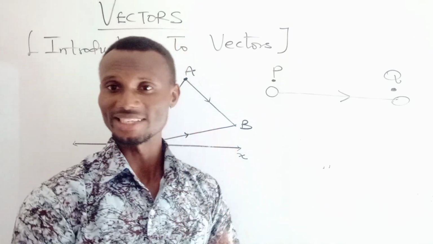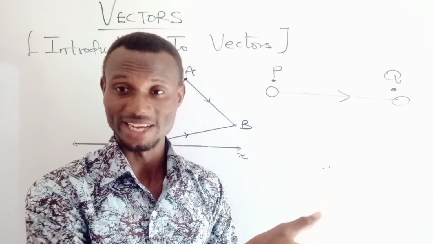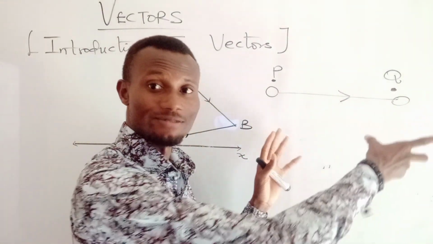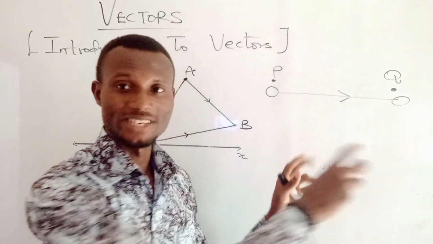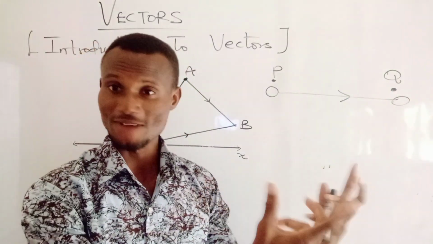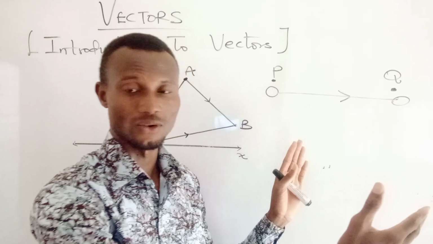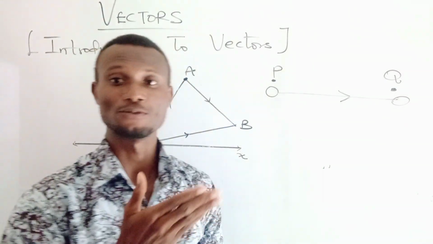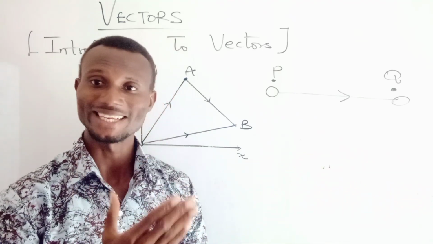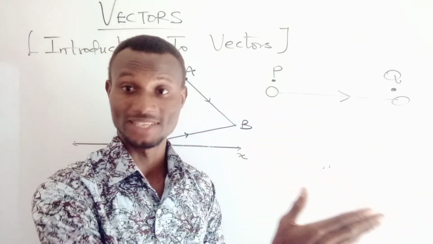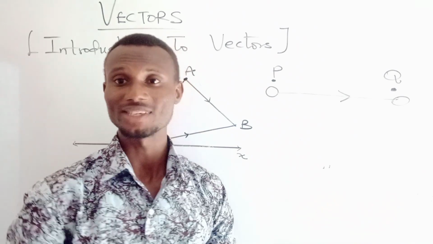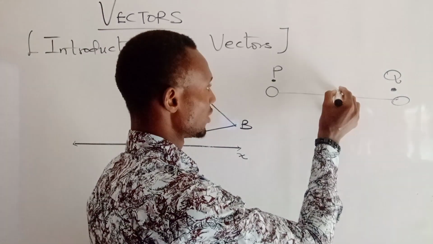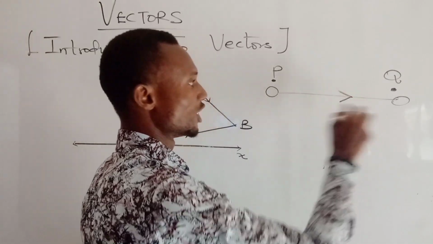So two things are involved when we speak of displacement: the direction and also the distance that was covered. The distance speaks of the magnitude of the vector, which is the same as the length of the vector. And the direction simply refers to where the vector is moving towards, and we use an arrow to show that. That's why I've used an arrow showing that I'm moving from point P to Q.